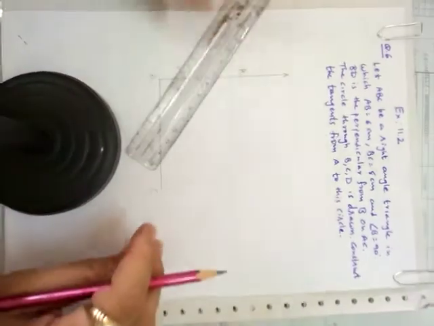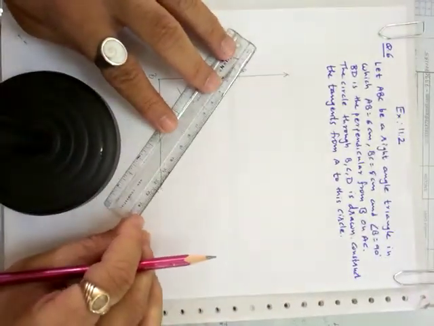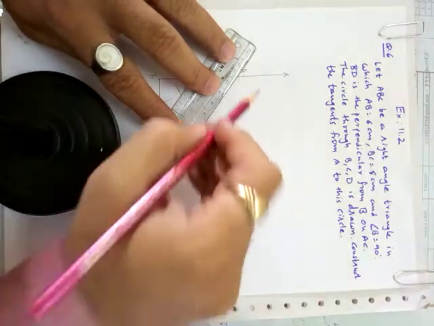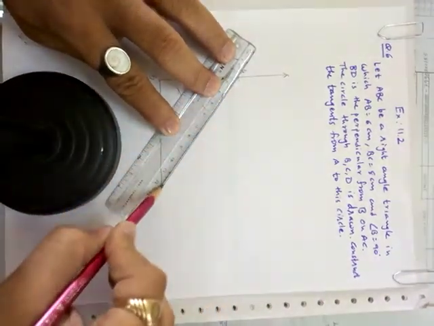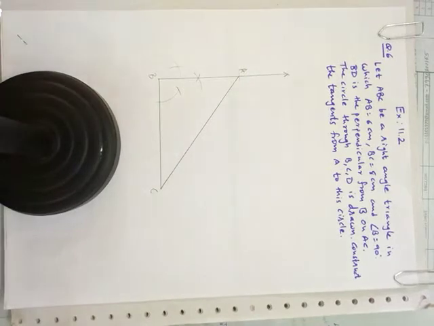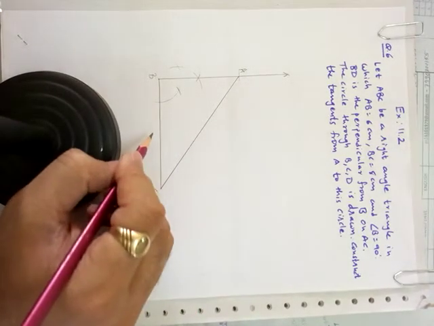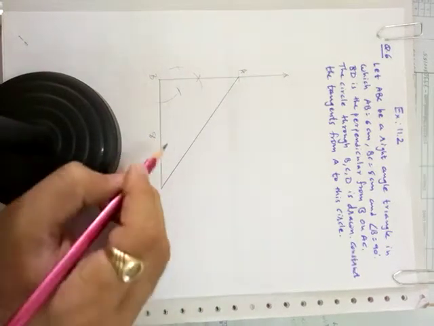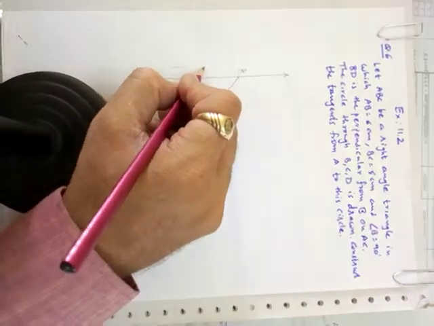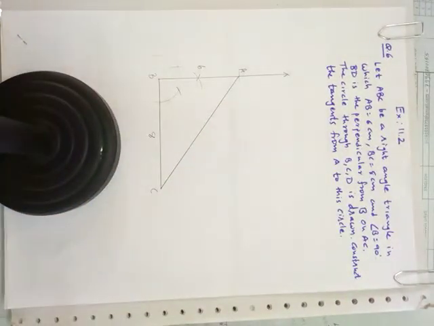We join AC. So our BC, that is 8 cm, AB 6 cm, our right angle triangle ABC is ready. Now we have to draw a perpendicular from B on line segment AC. Line segment BD is our perpendicular.